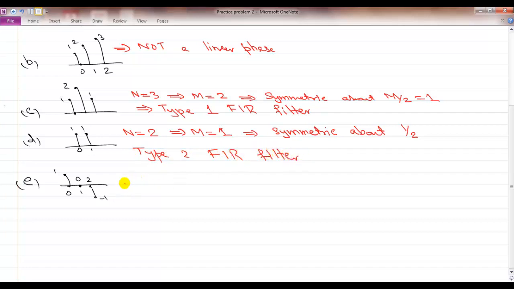Okay, let's go to the last type. Is this linear phase or not? This is linear phase, but this is anti-symmetric. Right? So we have N equal to 3. This means M equal to 2, and this is anti-symmetric about 1. So what kind of a filter is this? This is a type 3 FIR filter.